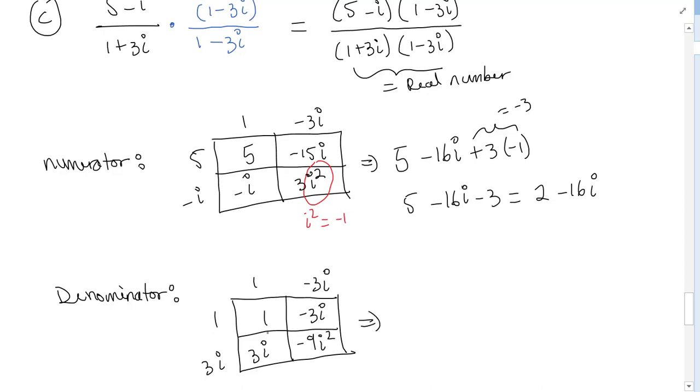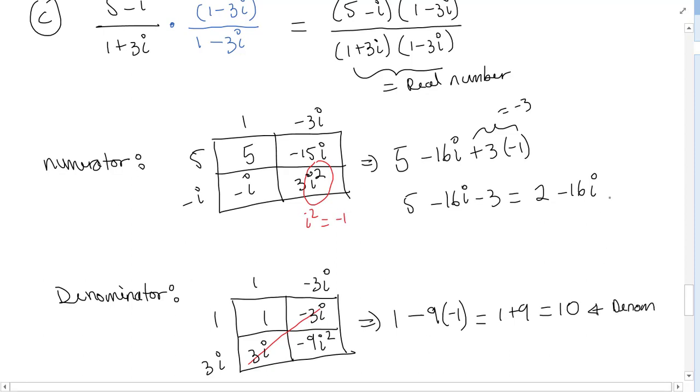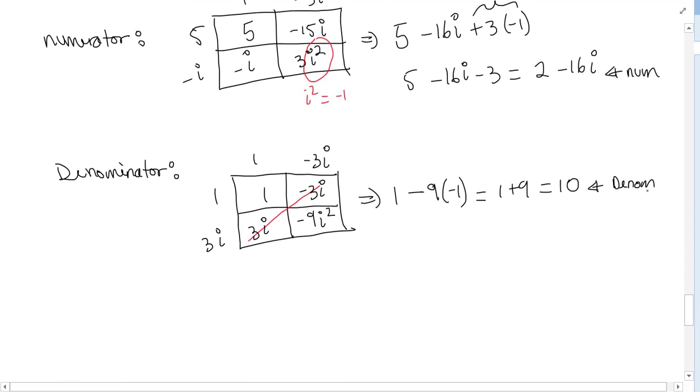So I get 1, and notice the middle terms cancel out. 3i minus 3i is 0, so I don't have it. Minus 9i squared. i squared is negative 1. So I get 1 plus 9, which is 10. So this is the denominator, and this was the numerator. So let's put them back together.